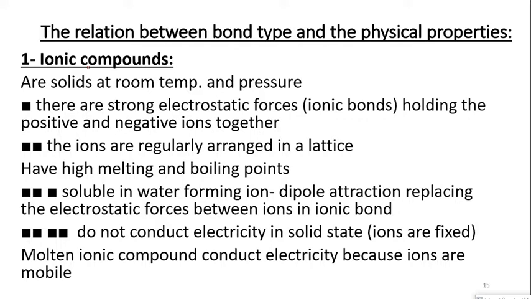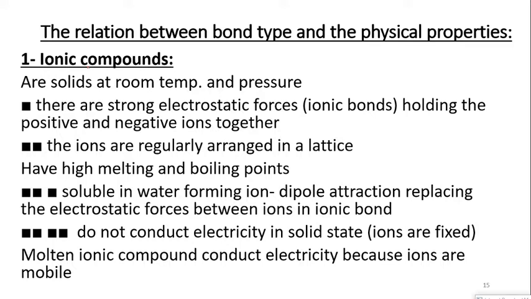So the ions will be something like NaCl. The bond between the positive ion and the negative ion will be separated, forming instead ion-dipole attraction with the water molecules. They don't conduct electricity in their solid states because ions are fixed, but if I melt ionic compounds, they will be able to conduct electricity because the ions in that case will be more mobile.